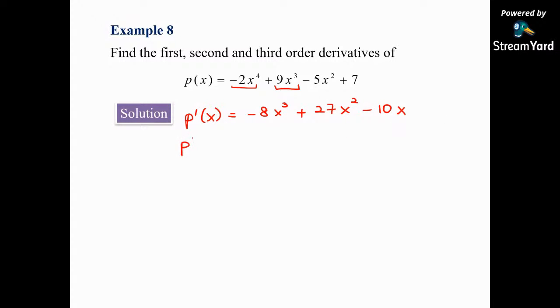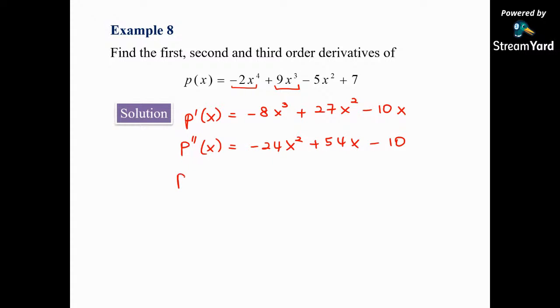Now let us calculate p double prime. Differentiate this again with respect to x. Bring the power down, so 3 times negative 8, this is negative 24x squared. Then 27 times 2, so this is 54x. Differentiating negative 10x, that will become negative 10.